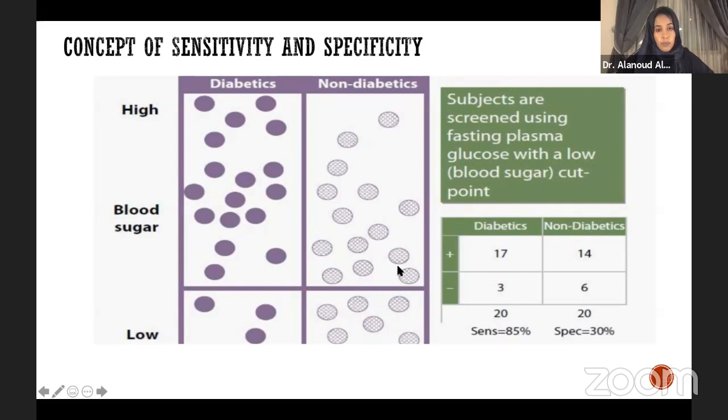However, by setting the bar or the cut point for blood glucose low, I mistakenly, falsely labeled around 14 patients as positive, and in reality they're not. So my specificity is 30%, and you can see clearly this trade-off. Sensitivity is great, specificity is terrible.